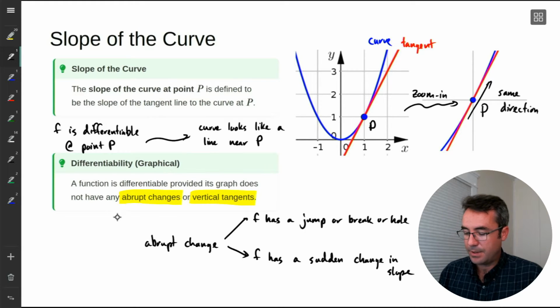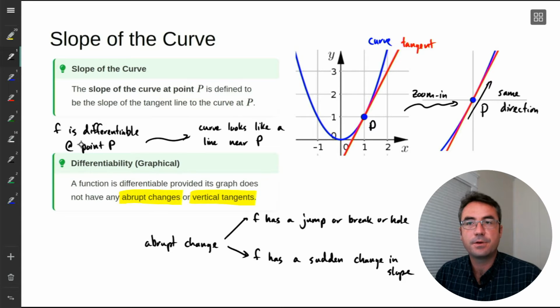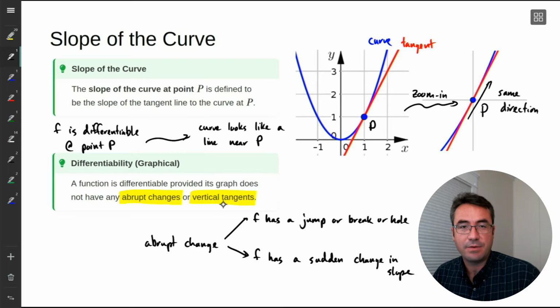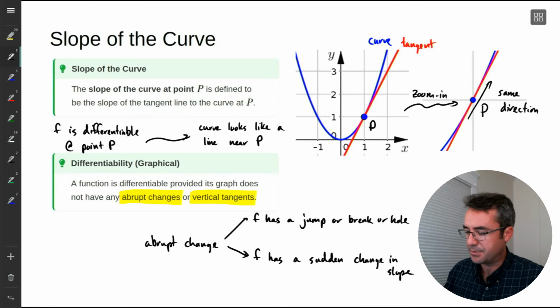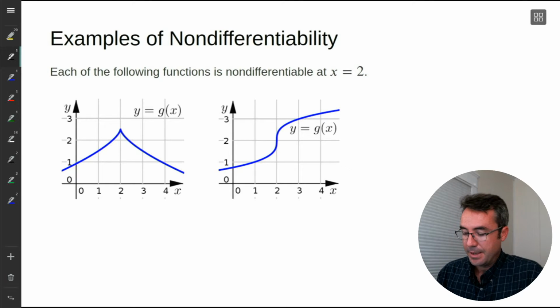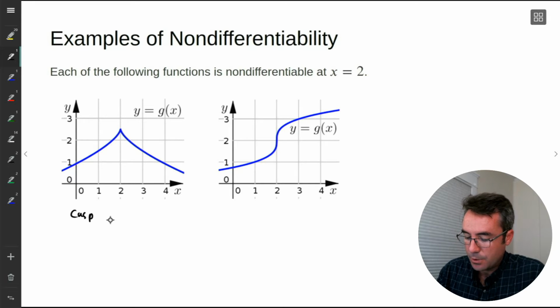So let's keep this in mind. We can think of it two ways. We could think of our function f as differentiable if its graph looks like a diagonal line or horizontal line. Or if we're thinking of it in terms of slope, non-differentiable means there's an abrupt change in our slope or we have a vertical tangent. So let's see some examples here. In the next few graphs, we're going to see examples of functions that are non-differentiable at x equals 2. Let's start with this one. What we're seeing is a sudden change in the slope. So we call this a cusp or a corner.